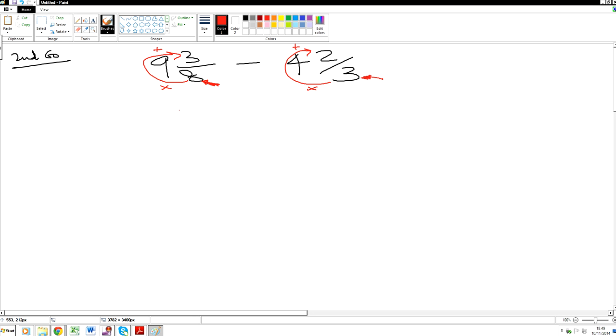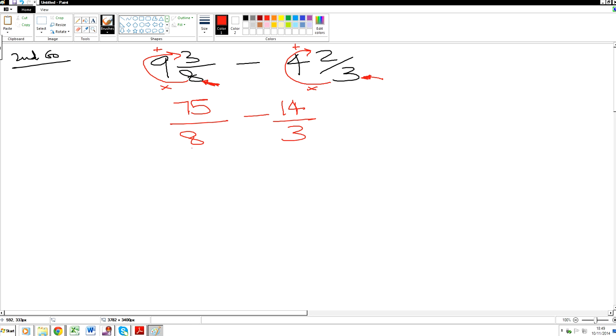So, top heavy method, we start at the bottom, times and add. 8 times by 9 is? 72. 72 add 3 is? 75. Okay, 3 times by 4 is? 12. Add 2 is? 14.